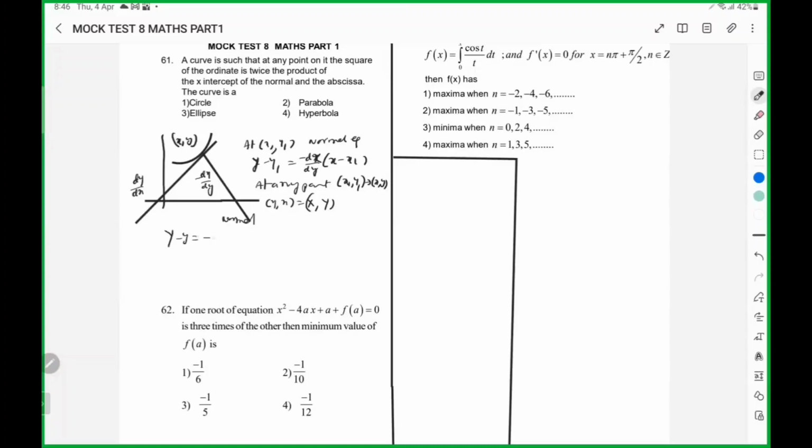Normal equation will be, for x-intercept, y is 0 capital Y. X minus x is y dy by dx, which implies X is x plus y dy by dx. Now the relation is the square of the ordinate is twice the product of x-intercept and abscissa.